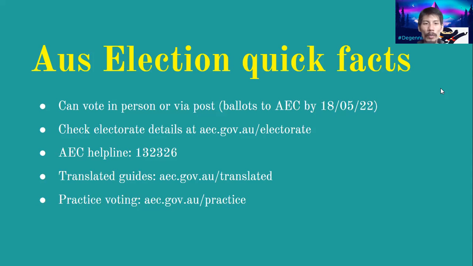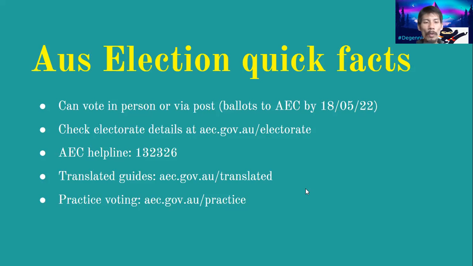You can check your electorate details at the AEC website, which is aec.gov.au/electorate. There is an AEC helpline if you need to ring someone to ask about anything voting related. The toll-free number is 132-326. If English is a second language to you, you can read a translated guide in your own language. You can find that on the AEC website under translated, on the link on the PowerPoint there.